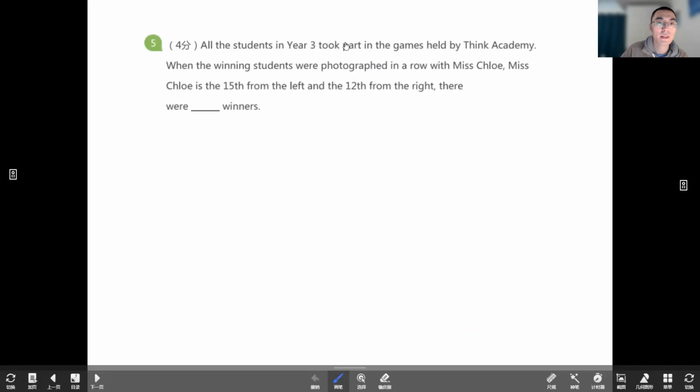All right, let's keep going to question number 5. All the students in year 3 took part in the games held by Think Academy. When the winning students were photographed in a row, Miss Chloe is the 15th from the left and 12th from the right. So let's say Miss Chloe is over here. She's standing right here, and then there are students on her left and students on her right. So let's just use circles to represent students. And then dot, dot, dot. We don't know how many students there are exactly yet. We will find out. Students on her left, on her right.